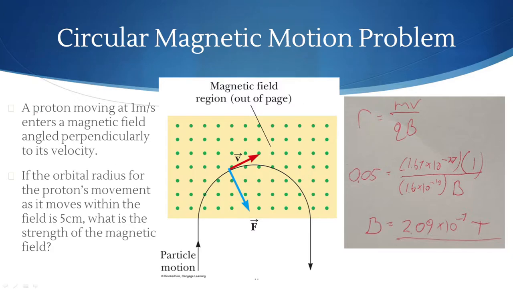We have a proton moving at 1 meter per second. It's going to enter a magnetic field angled perpendicularly to its velocity. So we're going to use the same picture that I was describing for the mass spectrometer a second ago. Our initial entrance velocity is going to point this way.